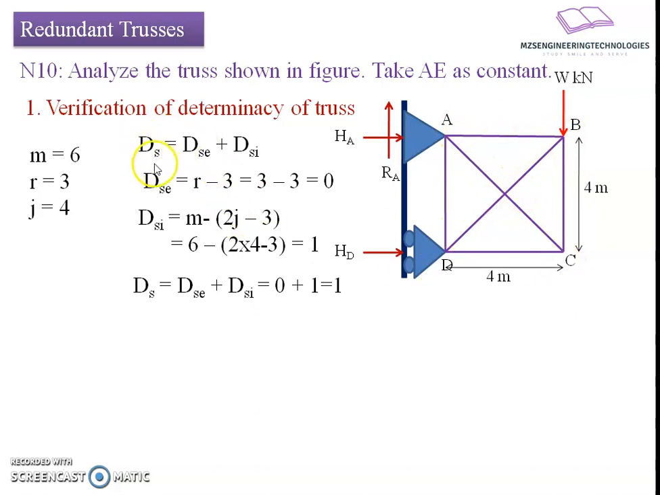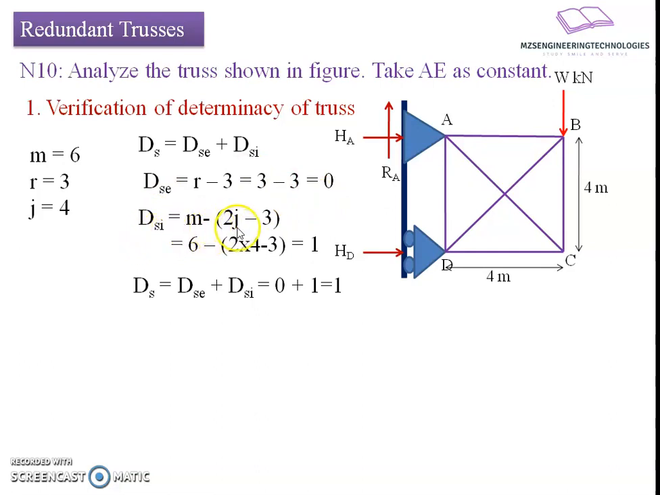If we put in the relation here, DS equals DSE plus DSI. DSE stands for external indeterminacy, whereas DSI stands for internal indeterminacy of the truss. External indeterminacy equals the number of unknown forces minus the available equilibrium equations. Unknown forces are 3. Equilibrium equations are also 3. 3 minus 3 comes to 0, meaning it is statically externally determinate, but we'll see the internal indeterminacy.